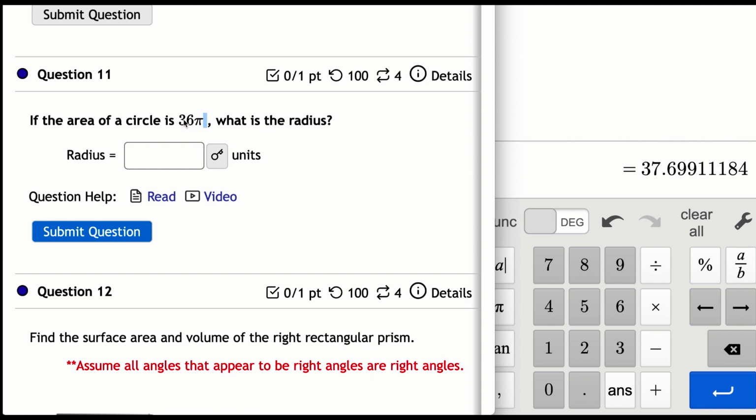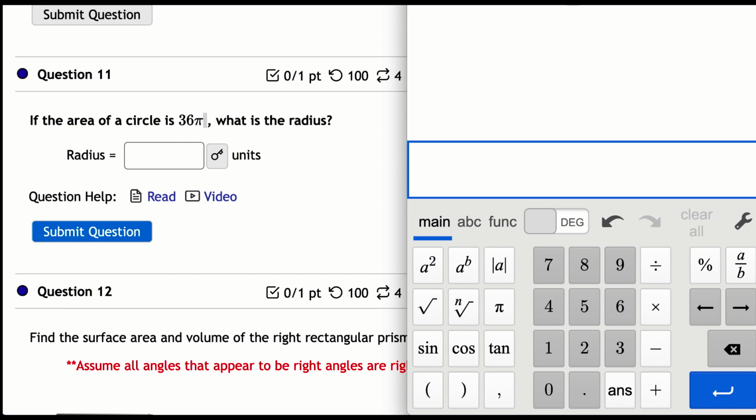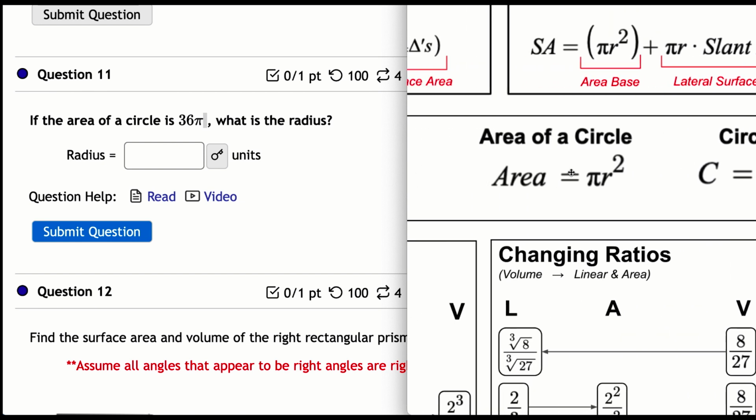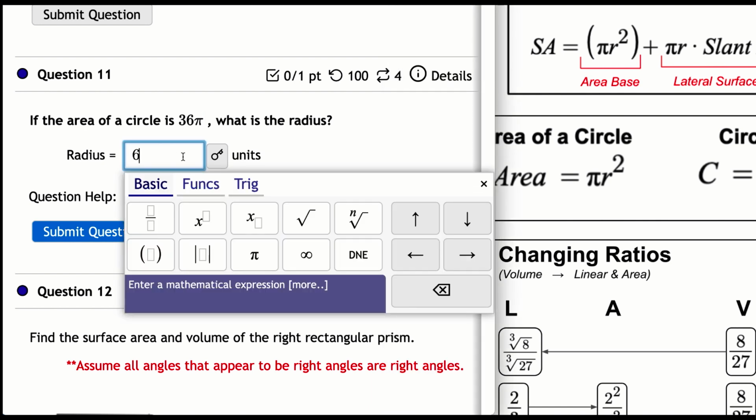Now as you go to number 11, this one talks about the area of a circle being 36 pi. Now you know the formula for area. It tells you on the formula sheet that the area of a circle is pi r squared. So the number next to the pi that you're seeing right here is a result of the radius getting squared. So what number do you square to get 36? Well, that's pretty easy, just 6.